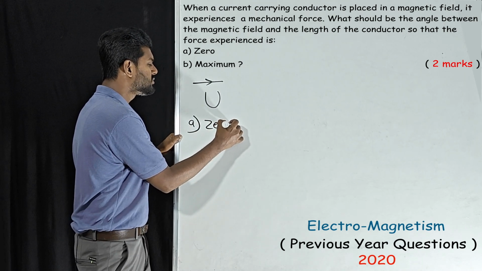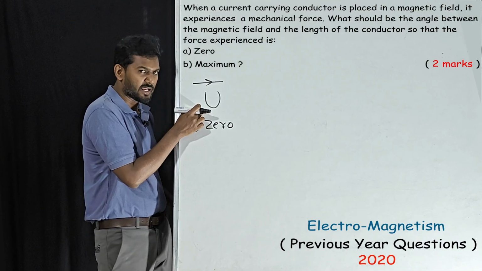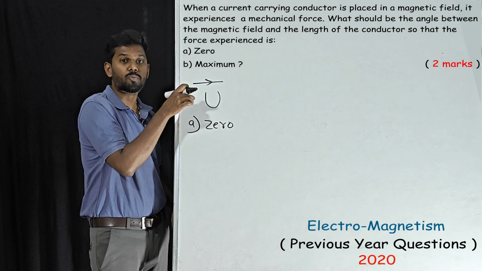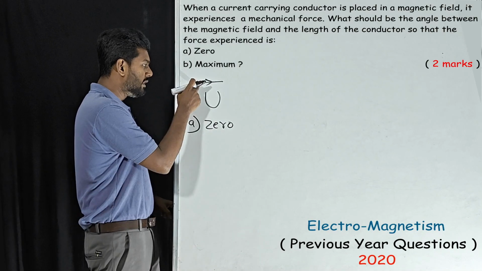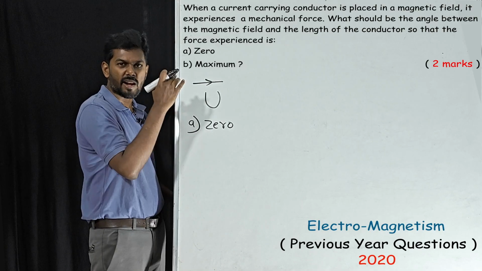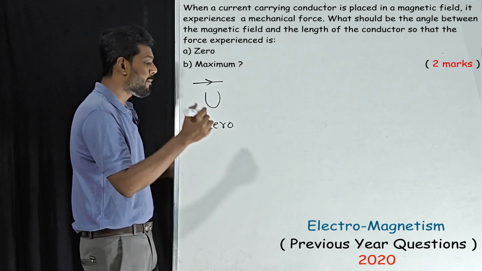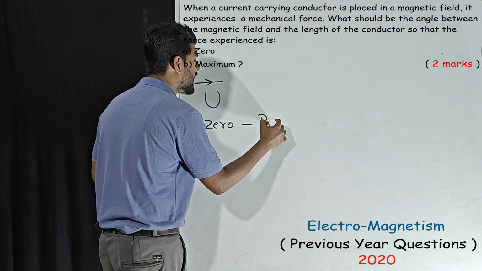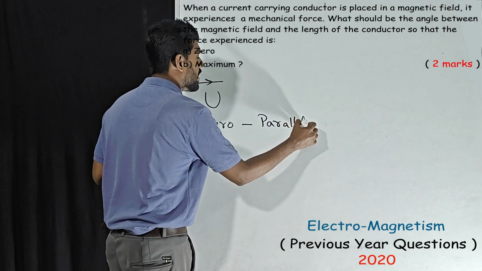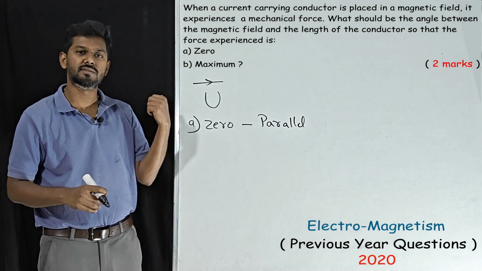When will the force be 0? How do we have to arrange the magnetic field and electric field so that the force is 0? When these two are parallel, the force produced will be 0.